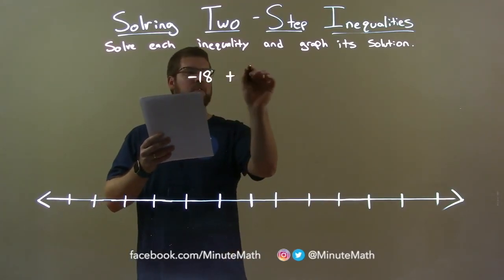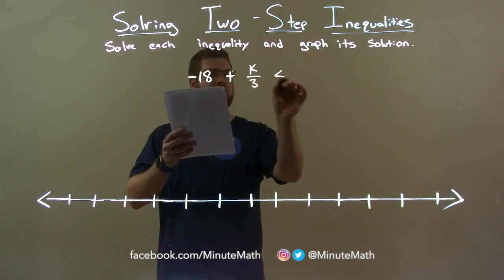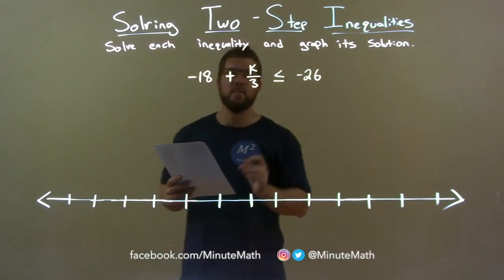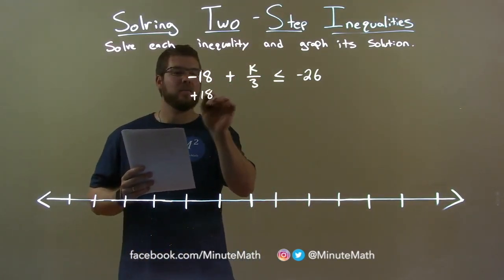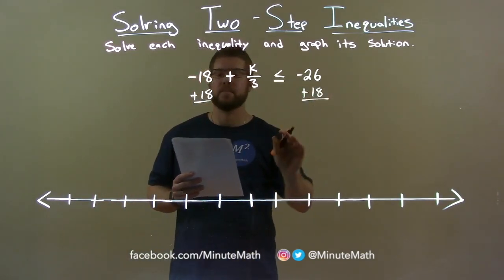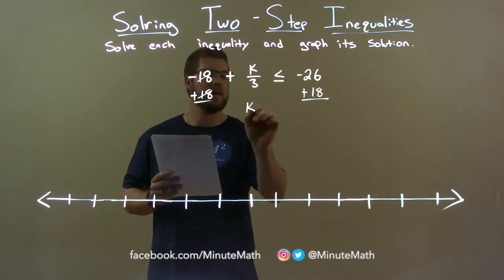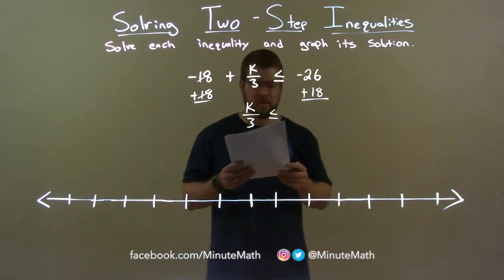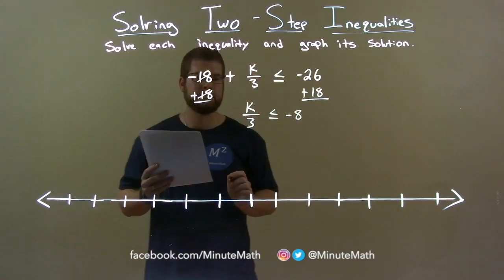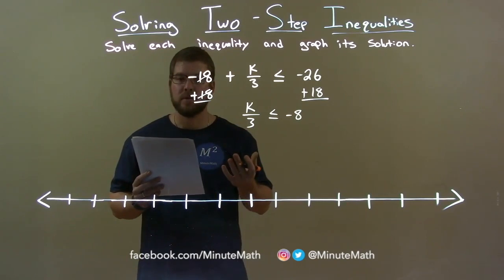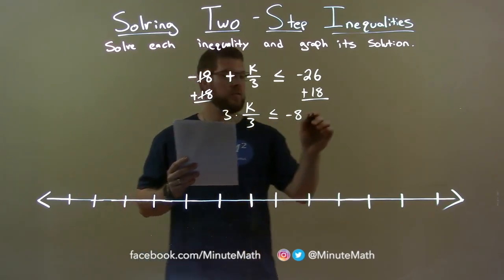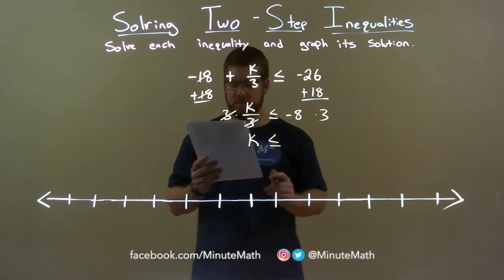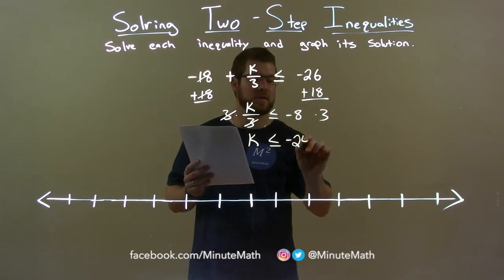Negative 18 plus k over 3 is less than or equal to negative 26. Well, I want to get k by itself, so I add an 18 to both sides here. 18's cancel, and I'm left with k over 3 by itself on the left, and less than or equal to negative 26 plus 18, which is negative 8. Well, we're dividing by 3 here, opposite of division, multiplication. Multiply 3 to both sides, 3's cancel, and k is now by itself. It's less than or equal to, and negative 8 times 3 is negative 24.